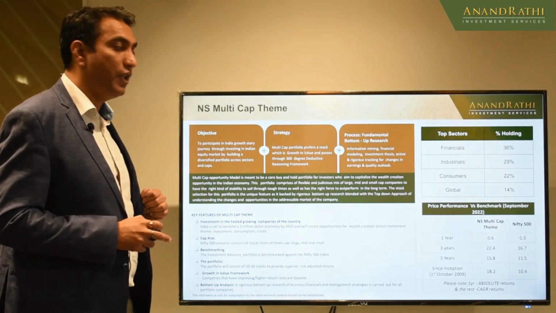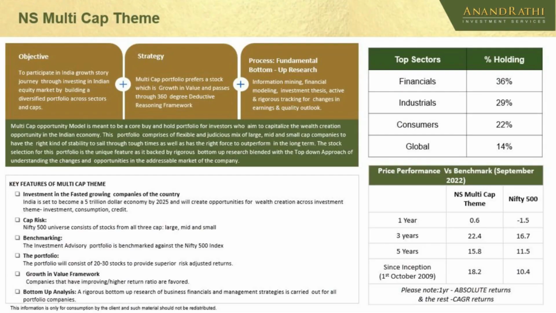The second portfolio which I am going to talk about of Narnolia is of NS multi-cap theme. It's a multi-cap theme, not only large cap, mid cap, small cap, all are together. This is also a great theme which they have a benchmarking with Nifty 500. Bottoms up approach is what the strategy they have on multi-cap theme. There are financials of 36%, industrials of 29%, and global businesses of 14%.